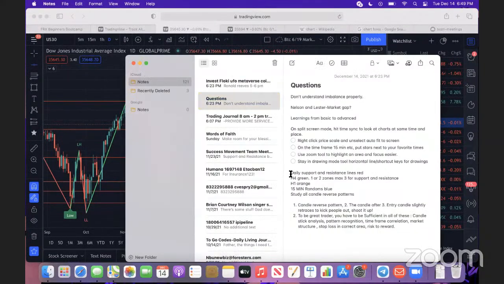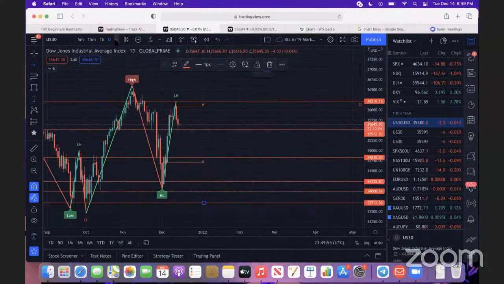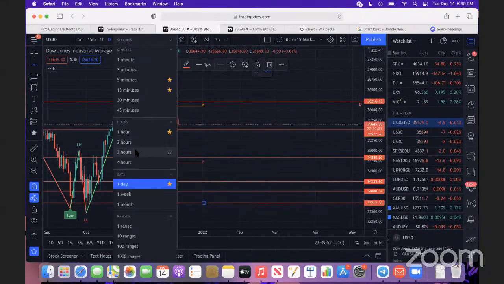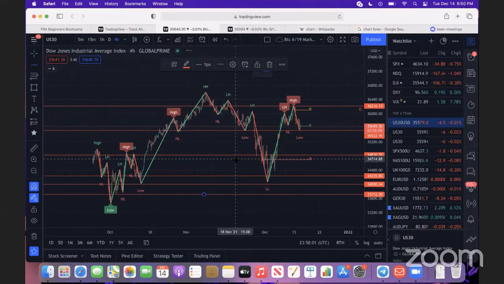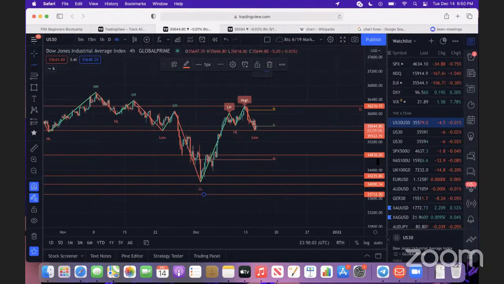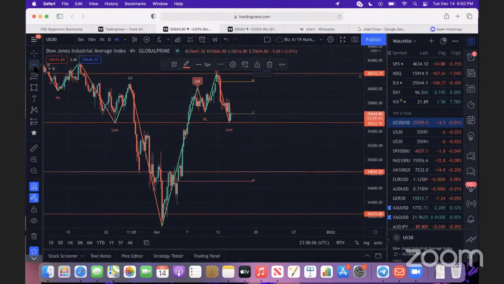Now, these red lines are my daily support and resistance. I only want to do two, daily and also 4 hours. I'm going to show you why. This thing is absolutely nuts. Watch this. So on the 4 hour, I only want to do maybe 1 or 2 of these lines that are institutional. I can draw my own support and resistance, but I want theirs.